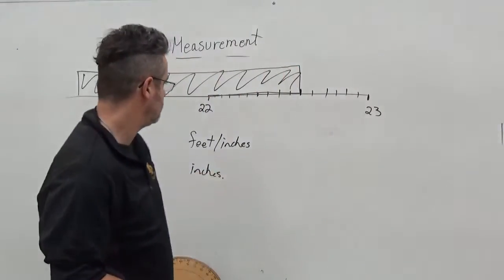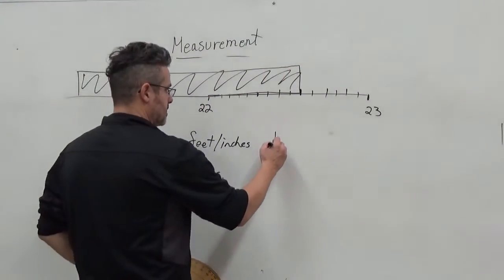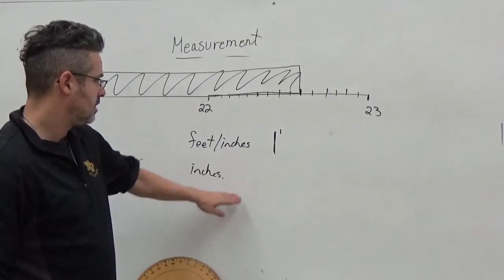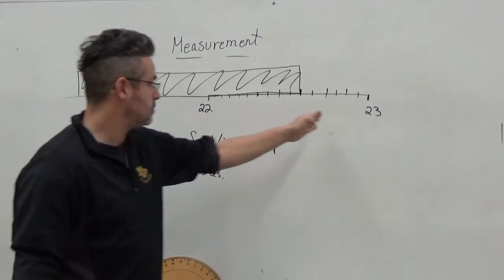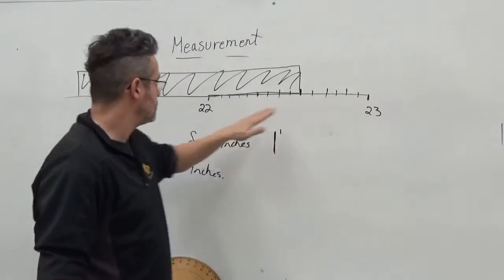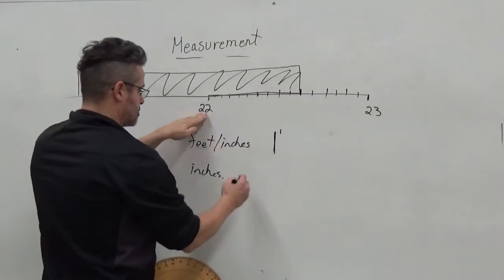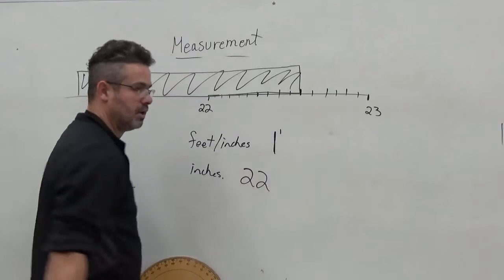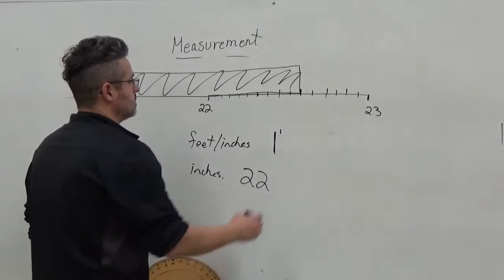So this is not quite 2 feet. If I'm writing this in feet and inches, I know it's 1 foot and then some inches. Down here, I can see it's between 22 and 23. It's not to the 23 yet, which means it's 22 and some fraction inches. So let's figure out what that fraction is.